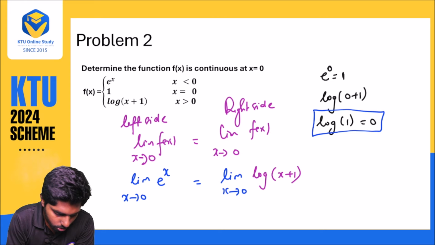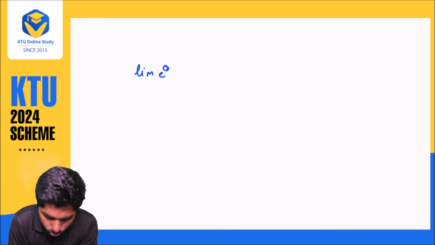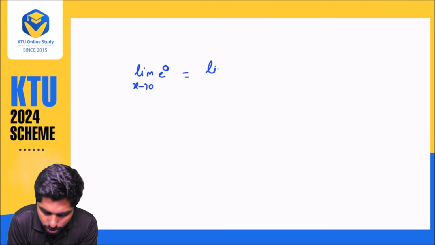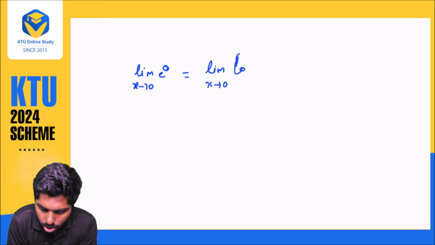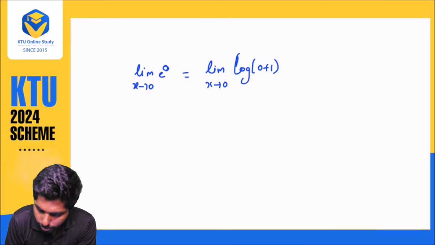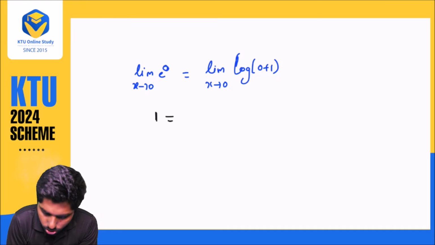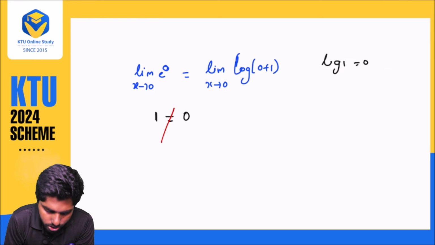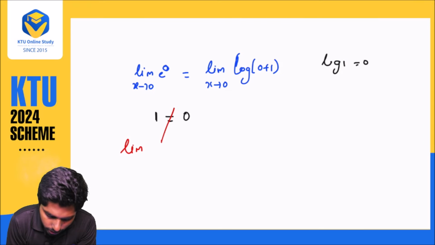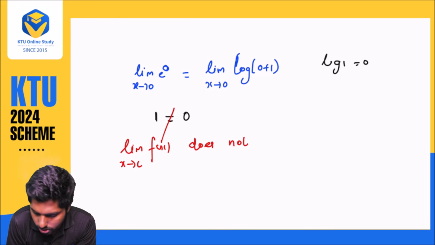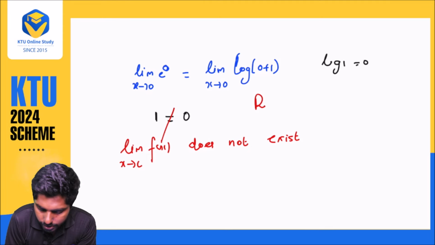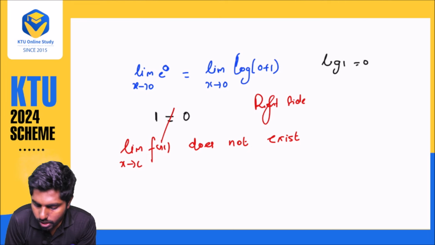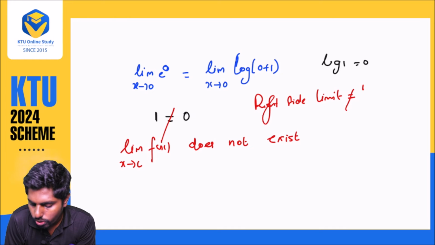So from here I can say the limit of e power of x as x approaches 0 is equal to the limit as x approaches 0 of log x plus 1. So what will we get? 1 is equal to log 1, and log 1 equals 0. So 1 equal to 0, it is not equal. So we can say the limit does not exist. Limit f of x as x approaches 0 does not exist. That is, the right hand side limit is not equal to the left hand side limit.